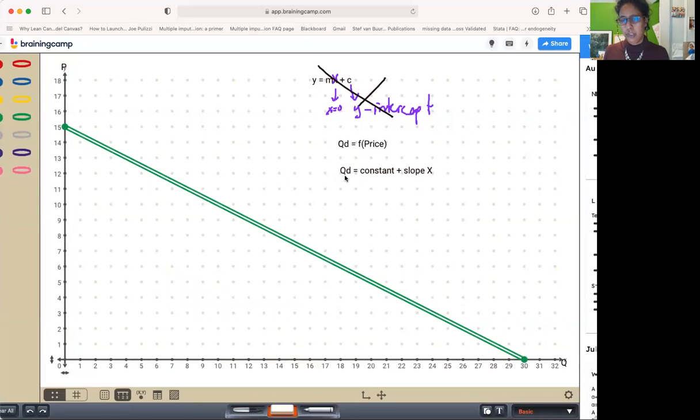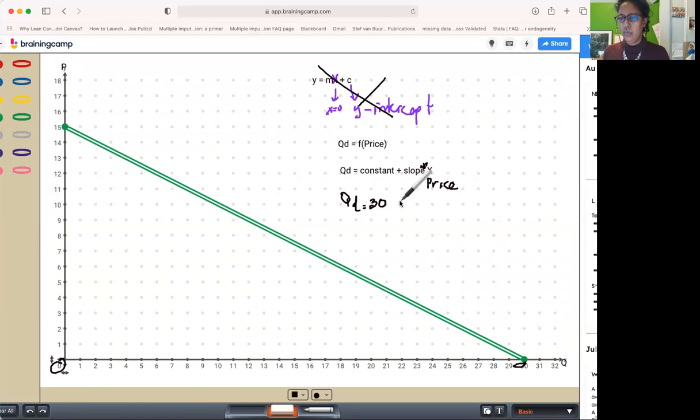Instead of being on the vertical axis, quantity demanded is on the horizontal axis. And so what's the constant in that case? So let me put the slope times x, not x rather, price, here. What happens when price is equal to 0? Well, this is our price axis, price equal to 0 here. Well, where's the x? It's here, 30, right? And so quantity demanded is equal to 30.